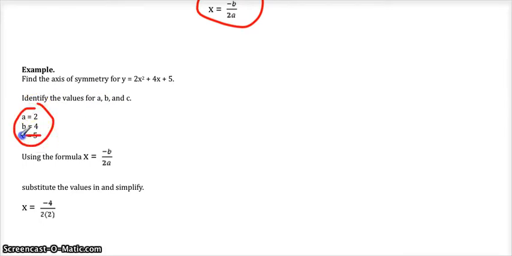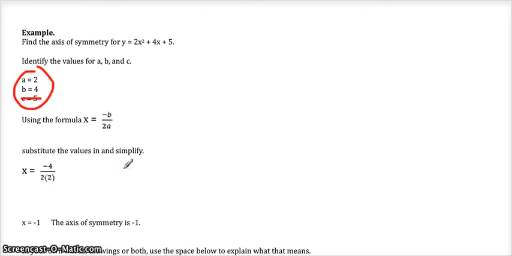You probably don't need to worry about the c value. It's a habit for me to write it out. a is 2 and b is 4. Using the formula x equals negative b over 2a, you're going to substitute the values in. So negative b is just the opposite of b. In this case, b is 4, therefore we write negative 4. And then 2a is simply 2 times that 2 value, which is 4. And you have negative 4 over 4, which gives you x is negative 1. Therefore, the axis of symmetry is negative 1.